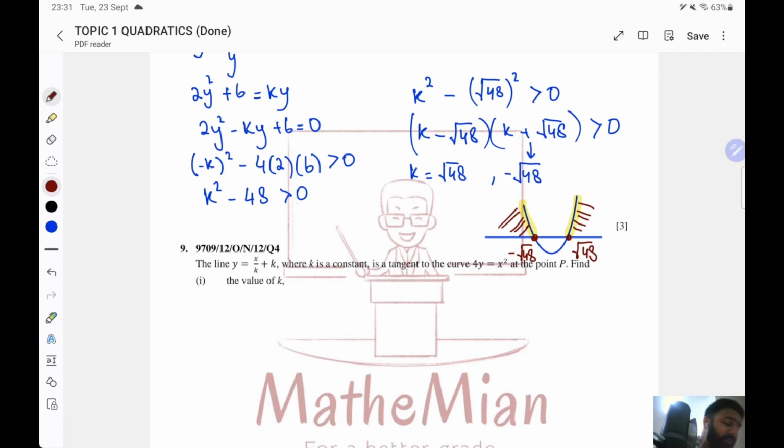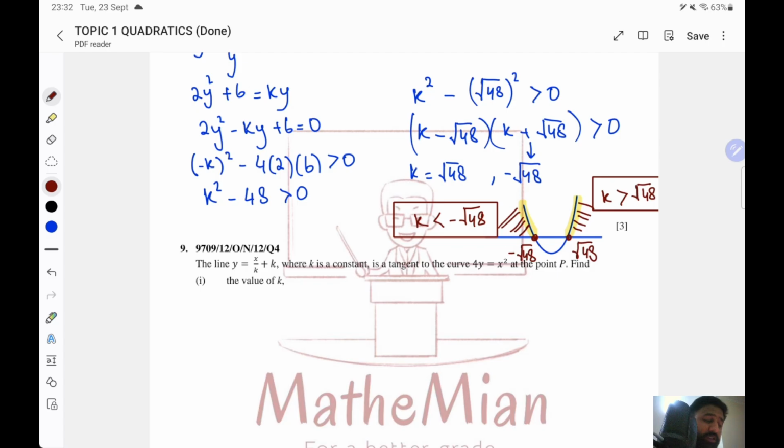So for the left region, the answer is going to be k less than negative square root of 48. And for the region on the right side, all the values on the x-axis are going to be greater than square root of 48. So it will be k greater than square root of 48.